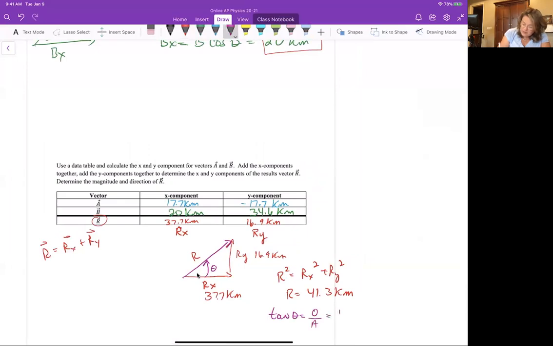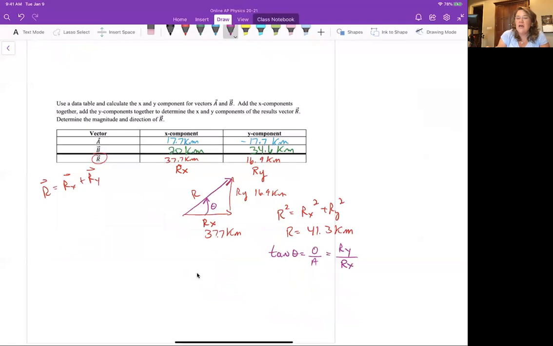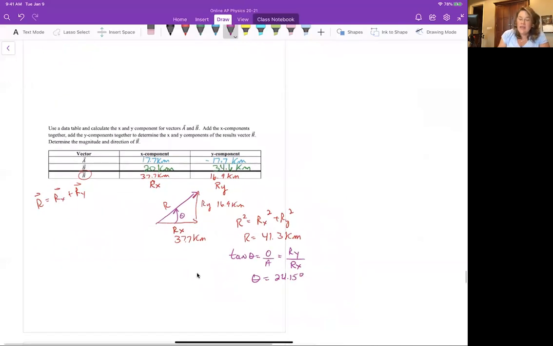What is the opposite? That is the Y component of R divided by the adjacent, which is the X component of R, and then I will take the inverse tangent of both sides and solve for theta, and I get theta is equal to 24.15 degrees. Now, how do I write my answer?